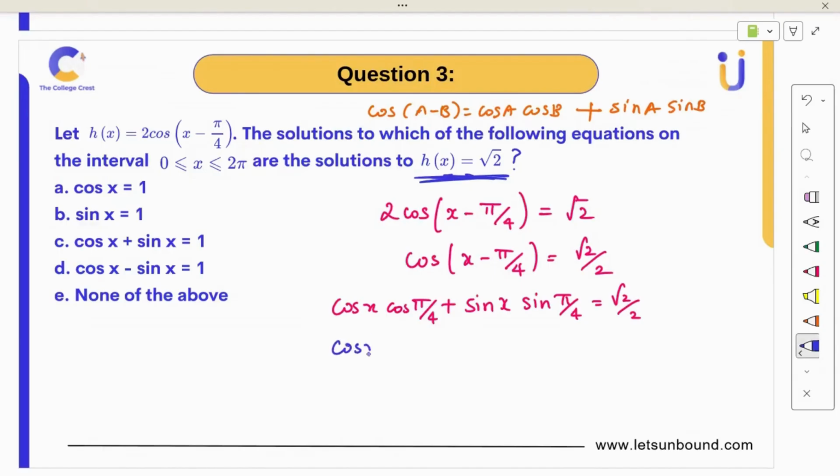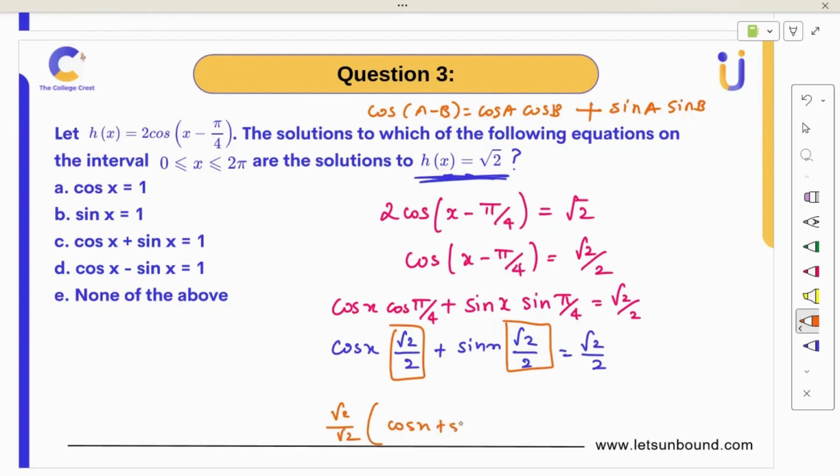What is cos pi by 4? It's root 2 over 2. What is sin pi by 4? That is also root 2 over 2. Here also root 2 over 2. So now I'm going to take the root 2 over 2 common. So root 2 over 2, if you take common, cos x plus sin x.